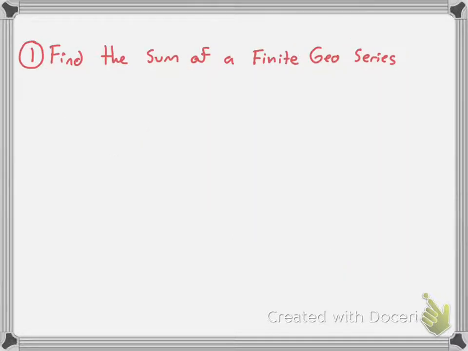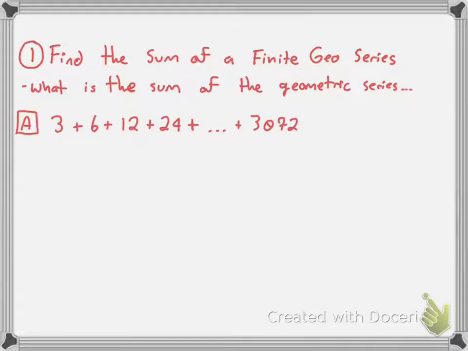So first, let's start out with a simple problem of just finding the sum of a finite geometric series. What is the sum of the following geometric series? We're starting with 3, going to 6, to 12, to 24, and ending with 3072. So first, to find my common ratio, I see that that's 2. My a1 value is 3. The only thing that I really have left to find is my number of terms, which again can get a little bit tricky. Here's how you could figure it out algebraically.